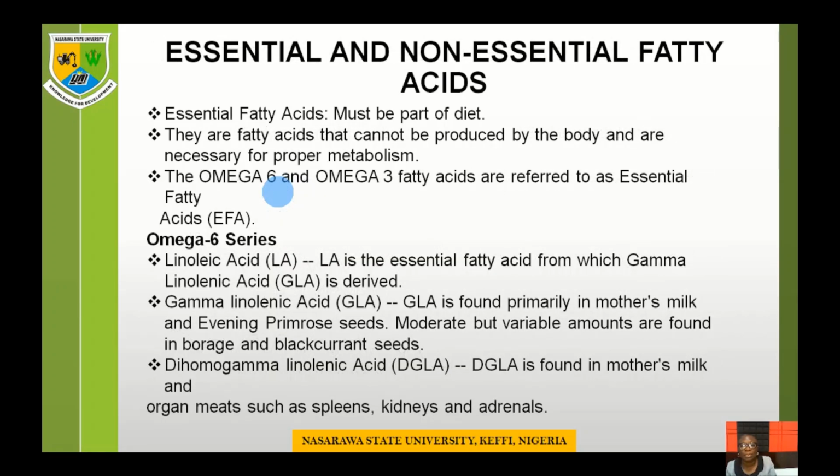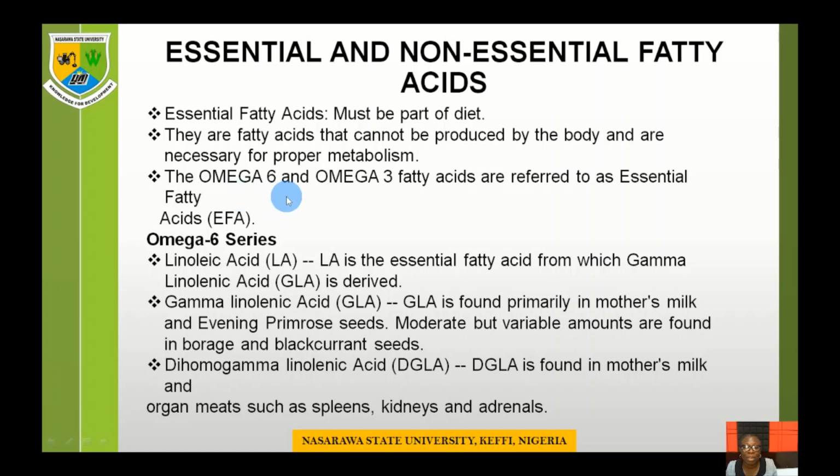Now, the fatty acids are also classified as essential and non-essential fatty acids. The essential fatty acids means that they must be part of diet. It means that it cannot be synthesized by the body and they are necessary for proper metabolism. That's why they are called essential fatty acid.